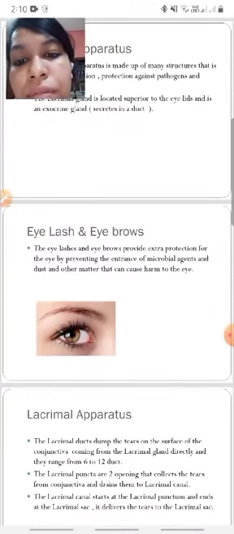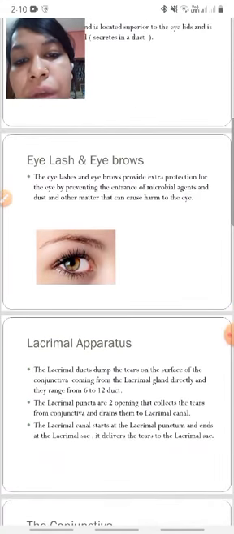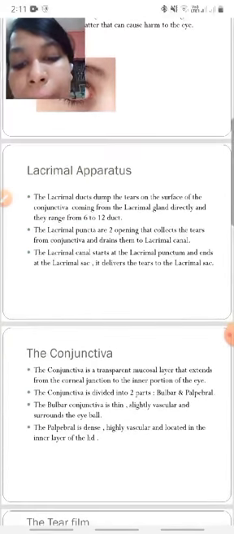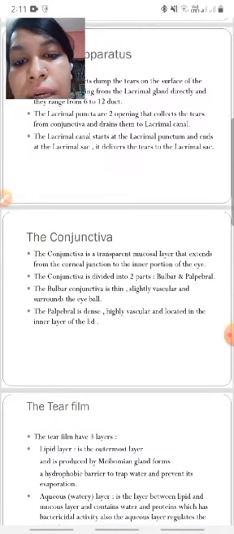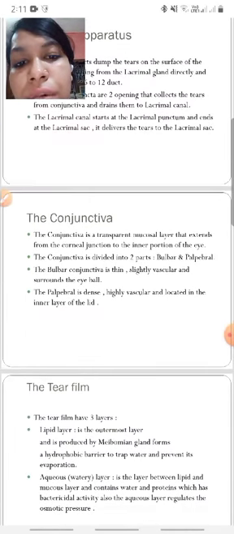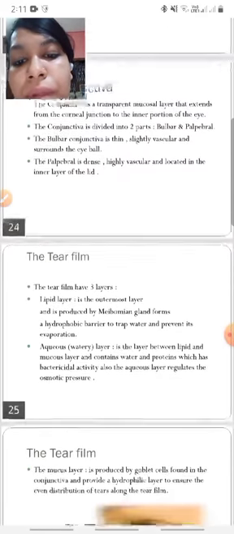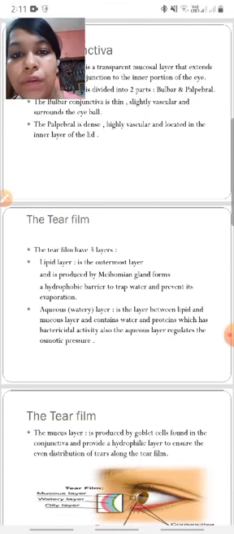There's nothing much to be said about eyelashes and eyebrows, which provide protection from external microbial agents and dust. The next structure is the conjunctiva, which is a transparent mucosal layer that covers the inner portion of the eye. Means the inner portion of the eyelid is covered by the palpebral conjunctiva, whereas the sclera is covered by the bulbar conjunctiva. The next important anatomy is that of the tear film.